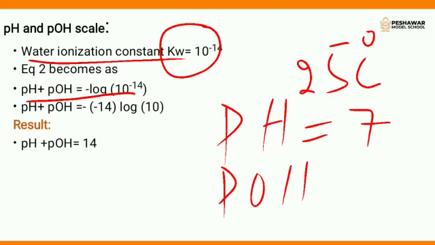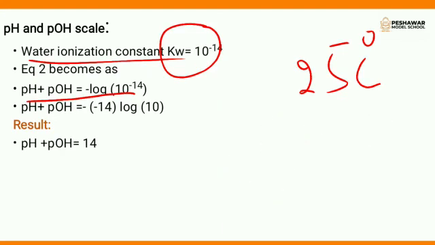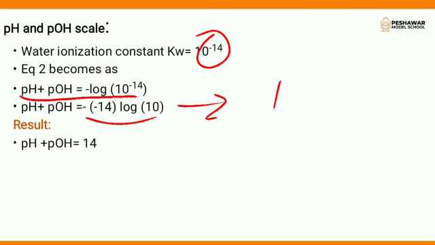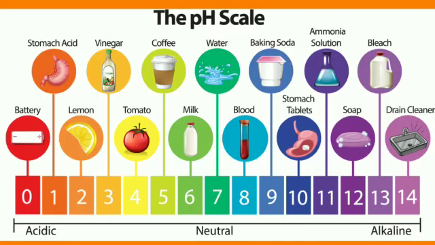So pH plus pOH is equal to 14. Look at this equation 1. We modify equation 1 and it becomes equation 2. Putting the value of Kw in the equation, you will get pH plus pOH is equal to minus log 10 power minus 14. Taking the log, you will get minus 14 log 10. Log 10 is 1, and minus times minus gives plus, so pH plus pOH is equal to 14. This is the pH scale.